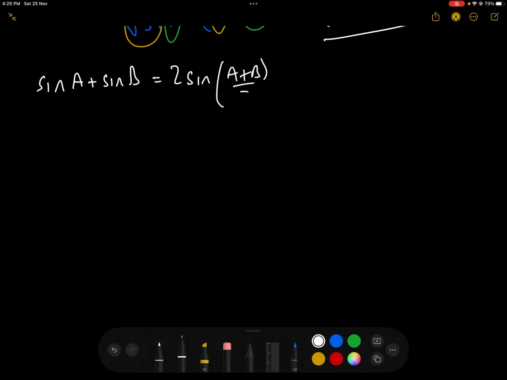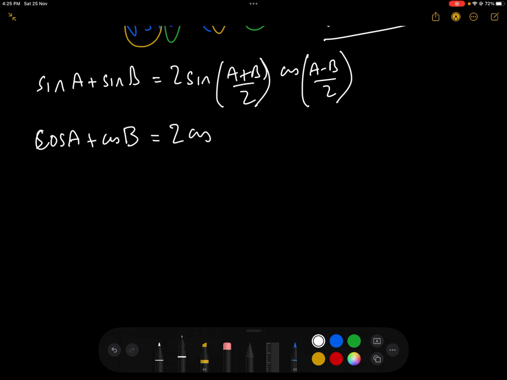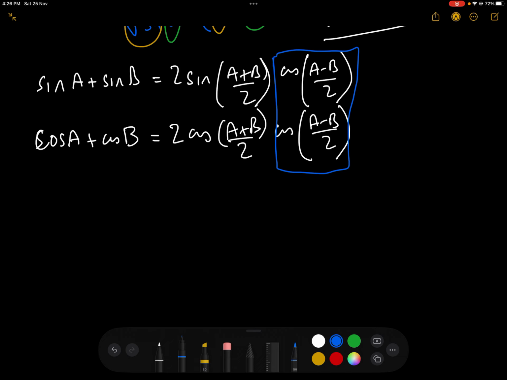Sine A plus sine B equals 2 sine of (A plus B) over 2 times cos of (A minus B) over 2, and cos A plus cos B equals 2 cos of (A plus B) over 2 times cos of (A minus B) over 2. And you will notice, and we're going to use this, that both of these have cos of (A minus B) over 2 in them, which we will be able to take out as a factor in a minute.